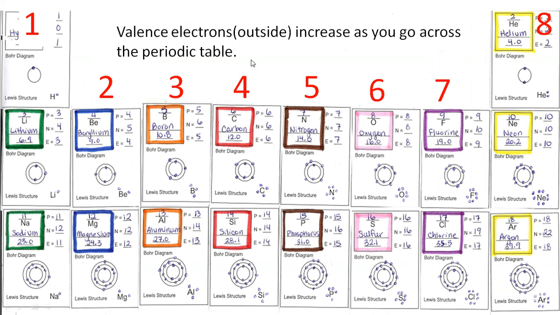We learned the other day that valence electrons increase as you go across the periodic table. The group number tells you the number of outside electrons. So anything in group 1 is closer to 0, it wants to give away 1 electron. Anything in group 2 has 2 outside electrons. 2 is closer to 0, it wants to give away 2 electrons. Anything in group 3 has 3 outside electrons. That's closer to 0, it wants to give away its 3 electrons.